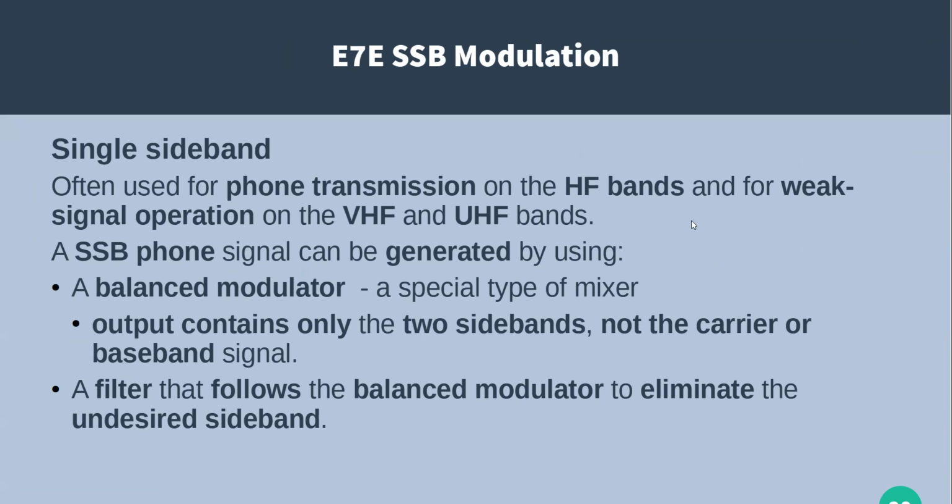Normally, to generate single sideband, we use a different type of mixer called a balanced mixer, or in some cases, a double balanced mixer. The reason is it only generates the two sidebands, the sum and difference. You don't get the carrier out or the baseband out. You just get the two sidebands. So it already suppresses the carrier, and all you have to do is find a way to filter out the sideband that you don't want.